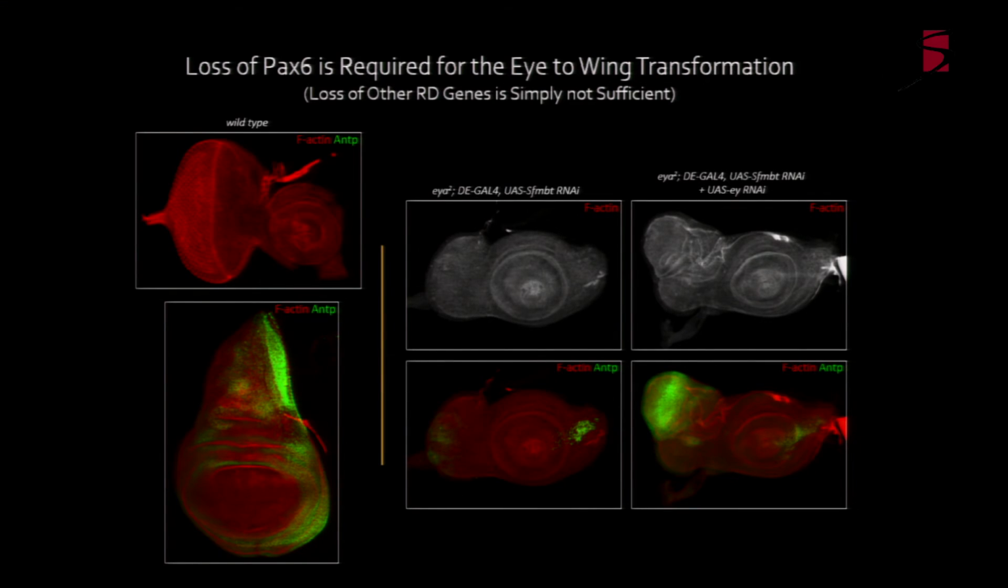Now, this turns out to be very specific to PAX6. If you mutate other members of the retinal determination network, so let's go back to izapsin for a moment. These two discs are ones in which we've removed izapsin, but ILIS is still present, so PAX6 is still there, and you remove polycomb at the same time. These guys turn on a little bit of antennapedia, but you don't have a wing.